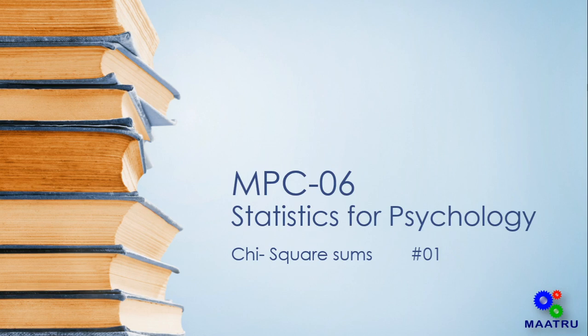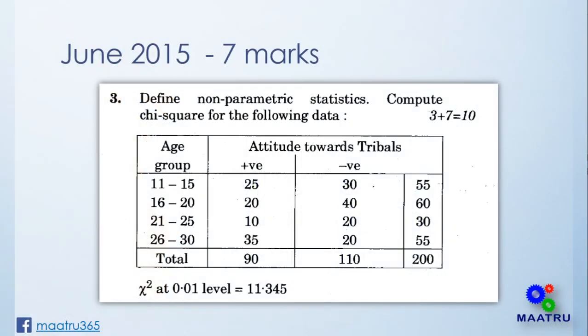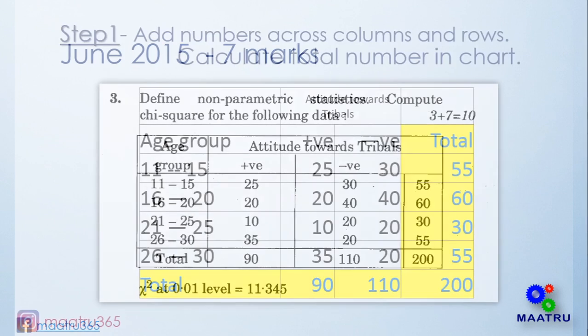We start with chi-square sums. Here is the sum from June 2015 which asked for 7 marks. It says compute the chi-square for the following data. Data is given in different groups, that is age group, and the response is attitude toward travels, and the critical value is already given at the 0.01 level, that is 11.345. How to use the critical value? That is to compare the hypothesis at the end of the sum.